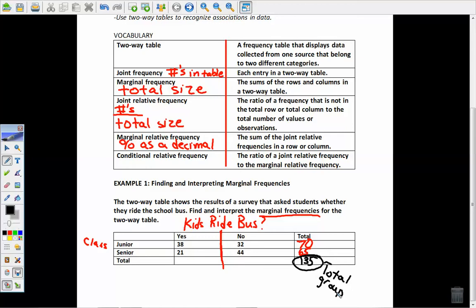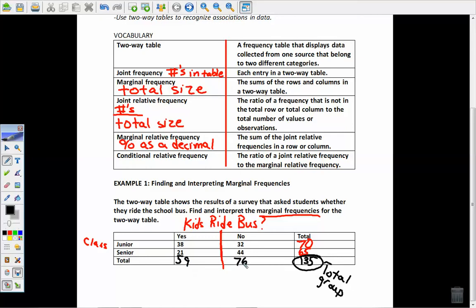Let me ask this question right here. How many kids are riding the bus? Could I figure that out with a column? How many kids are riding the bus, regardless if they're a junior or senior? What would you do with the 38 and 21? Add them up, 38 and 21. Well, what is that, 59? Okay. How about 32 and 44? What's that add up to? 76. Somebody punch 76 plus 59 in.